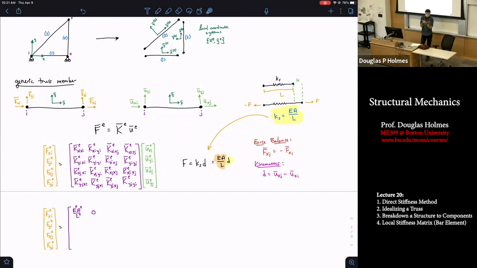We know the forces have to be equal and opposite. And so if this is positive, then this one, which is relating the force into this direction, should be negative. And again, we're going to expect no displacement in the y direction. Take a second and see if you can fill out the remainder of this stiffness matrix.